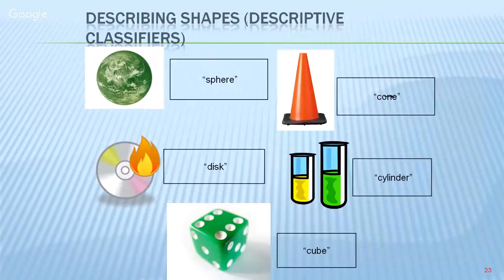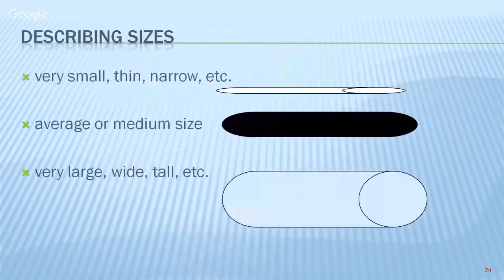Describing shapes. Now we can use words like these for shapes. Something round like a ball we call a sphere, also disc, cube, cylinder, cone. So these are some of the words you can use to describe shapes. For sizes, you can use words like very small, thin, narrow. Average or medium size, very large, wide, tall, can also be used to describe size.